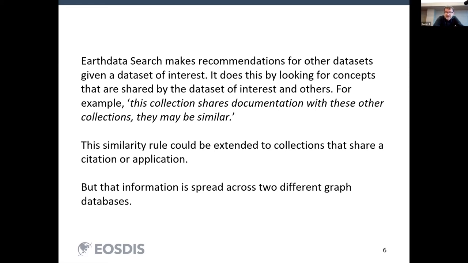ESIP's usage-based discovery graph contains knowledge about articles and their relations to data sets. If two data sets shared an article, then they might be similar. Querying both graphs would hopefully allow us to improve the accuracy of our recommendations. But how do we do that?